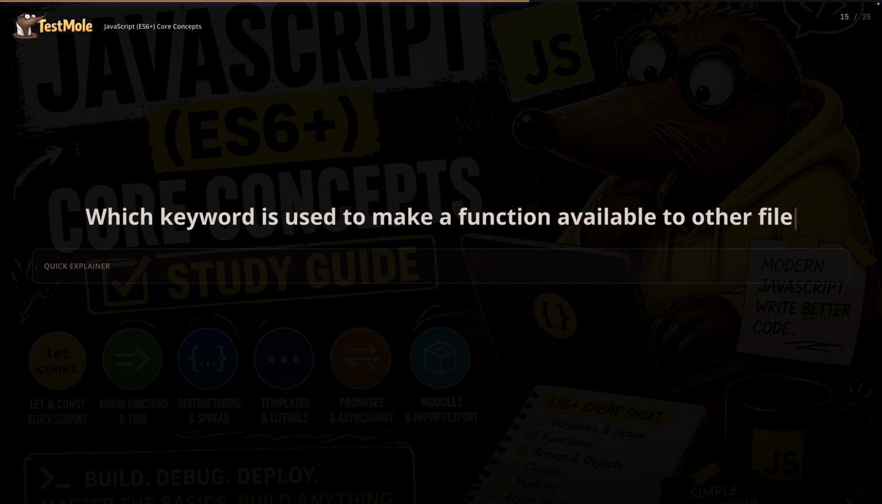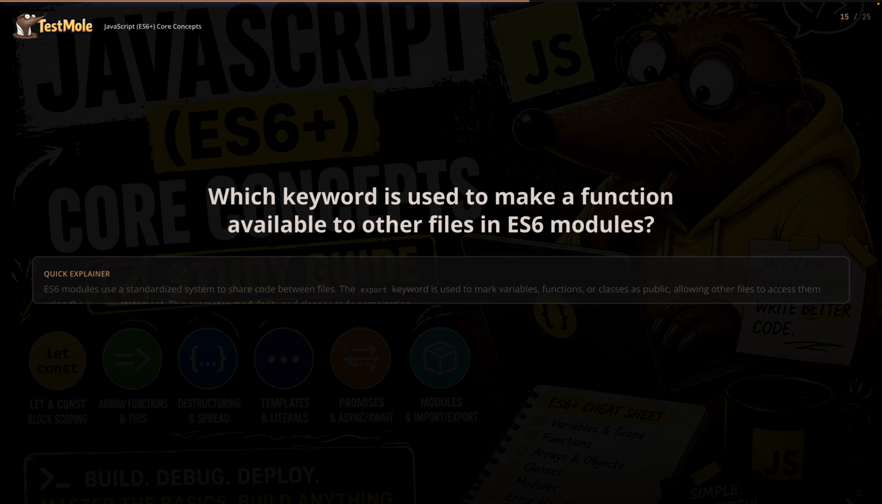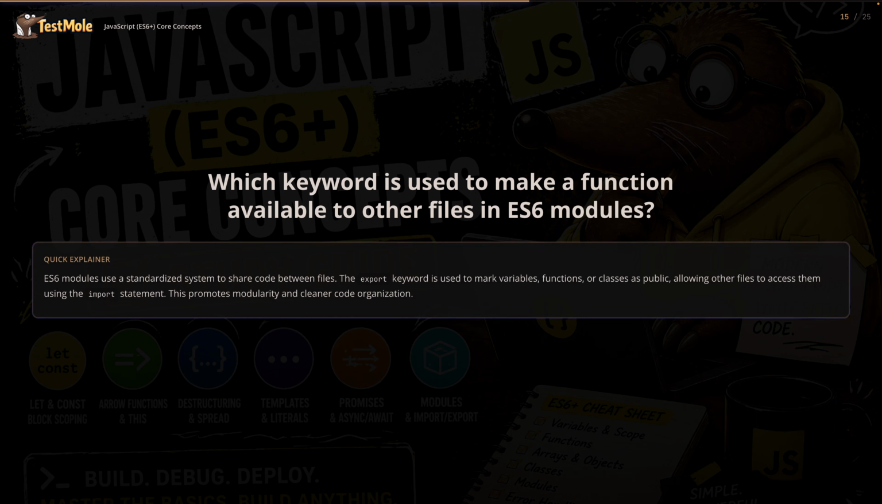Which keyword is used to make a function available to other files in ES6 modules? ES6 modules use a standardized system to share code between files. The export keyword is used to mark variables, functions, or classes as public, allowing other files to access them using the import statement. This promotes modularity and cleaner code organization.